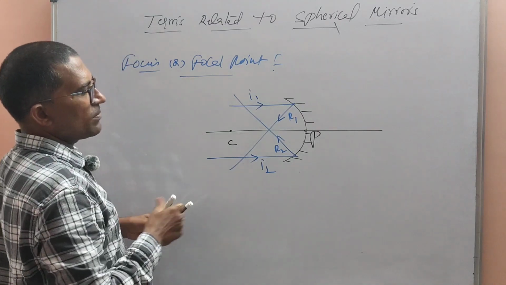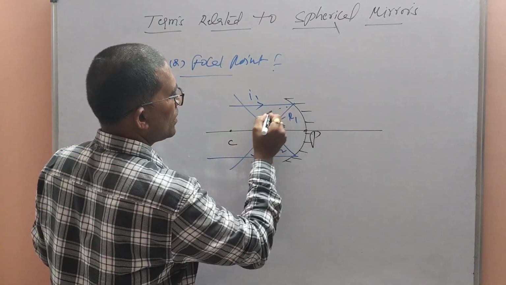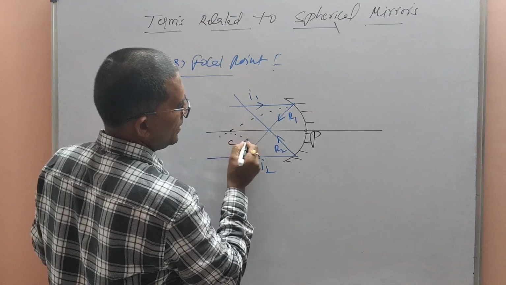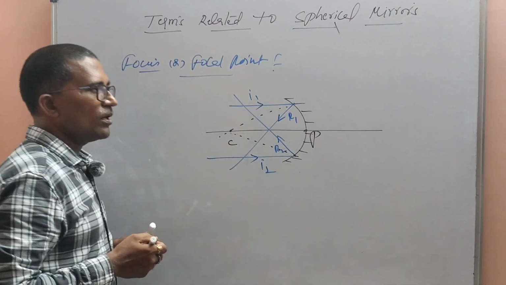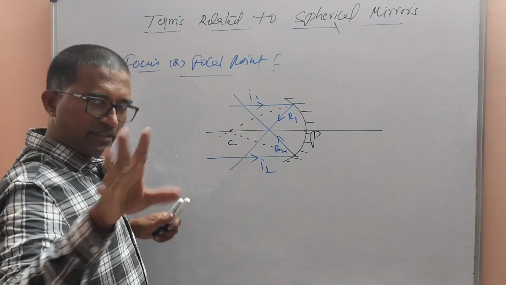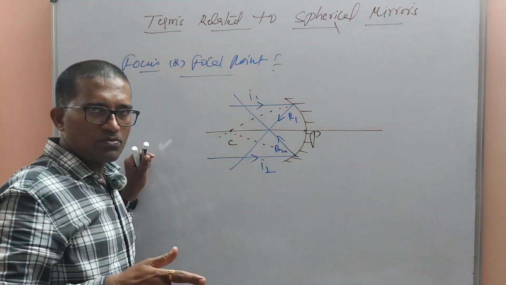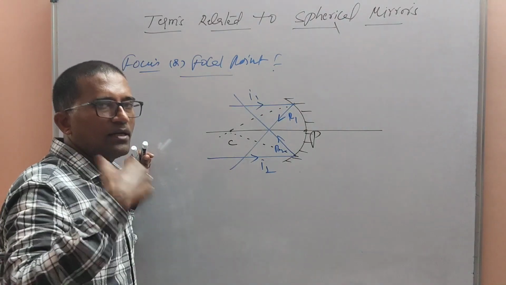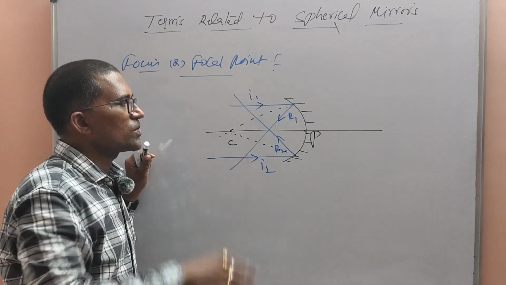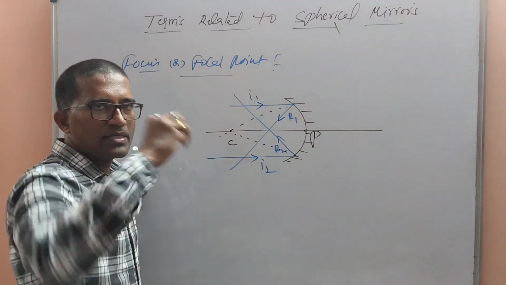Now, if I draw the normals to these two rays, the normal line is like this, and here is the other normal. The angle of the normal will always be 90 degrees. It is never some other angle. In the case of any type of mirror, whether a plane mirror or a curved mirror like a concave or convex mirror, the angle of the normal will always be 90 degrees only.